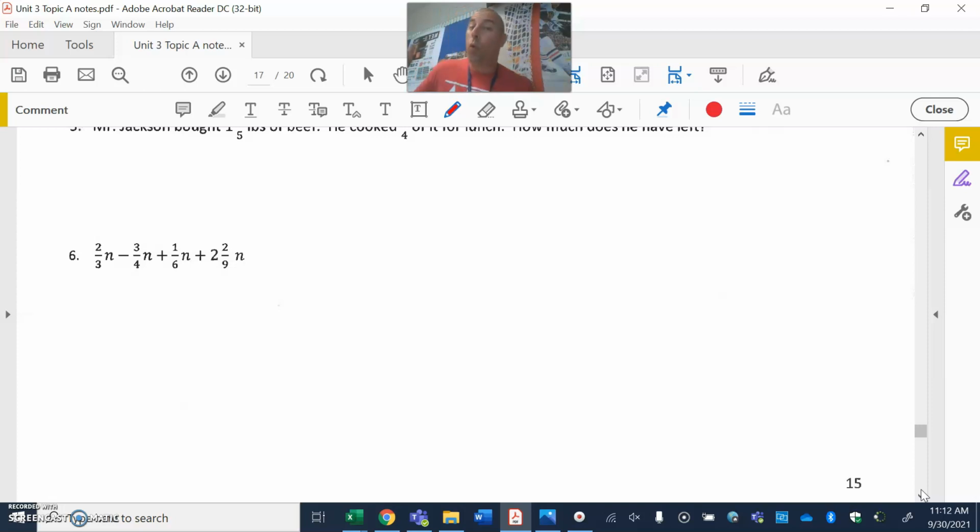Problem number 6. Rational numbers, with our variables that are there. So do we see how they all have that letter N with them? Because of that, we can combine them together. That's our like terms. We just got to use our rules for fractions that are here.